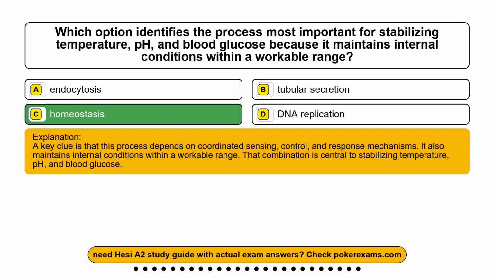A key clue is that this process depends on coordinated sensing, control, and response mechanisms. It also maintains internal conditions within a workable range. That combination is central to stabilizing temperature, pH, and blood glucose.